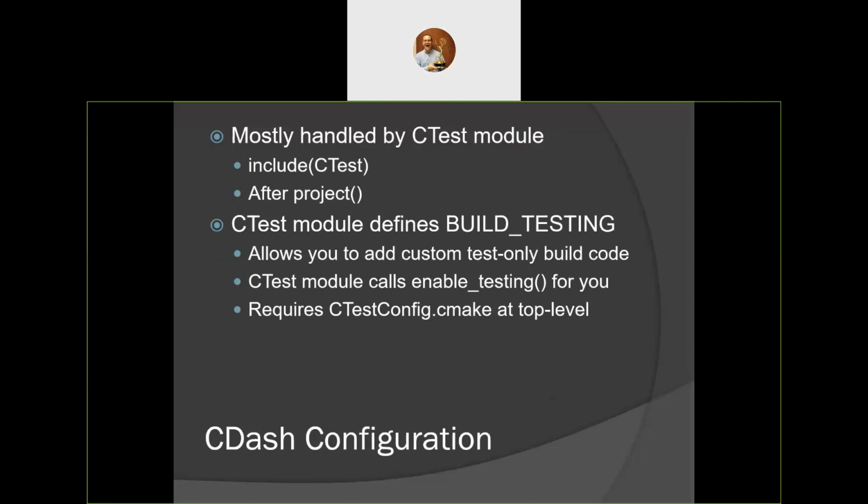And the CTest module calls enable testing for you so that you just include CTest and that should be enough. And that will call enable testing for you and then set this build testing property. You can use that to define whether or not you're going to add test cases to your build in the configure step. This requires a CTestConfig.cmake at the top level of your tree. And this is what configures the connection to the CDash dashboard.